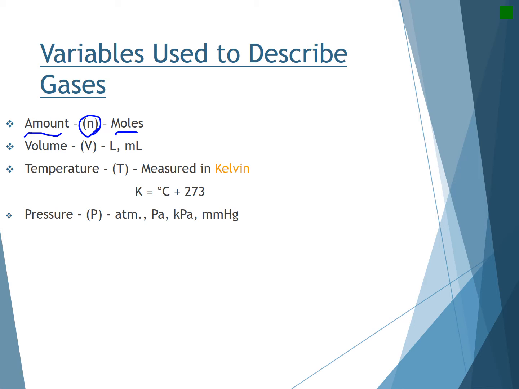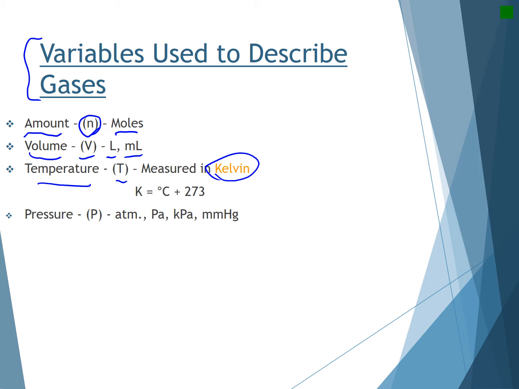Volume. These are also all things that change the gas's behavior. If I change the volume of the gas, the units would be liters and milliliters, and the symbol is a capital V. Temperature, which is abbreviated as T, is measured in a unit called Kelvin.